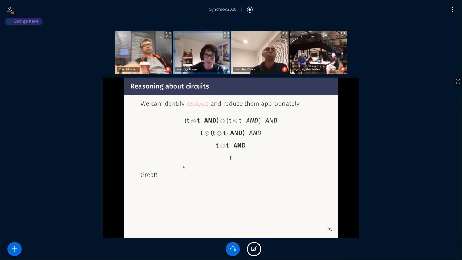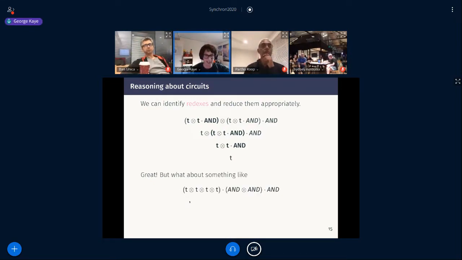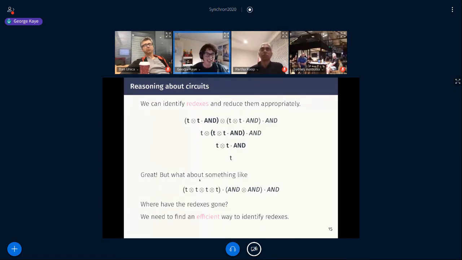But what about if we had something like this? Now, this is still the same thing. We still have these four truths going into these two ANDs, but the redexes have completely vanished. And that's quite annoying because to identify these redexes, you need to use lots of commutation to rearrange stuff and apply various structural axioms. So we need an efficient way to identify redexes. And that's another reason why we might want a formal diagrammatic approach to do semantics.